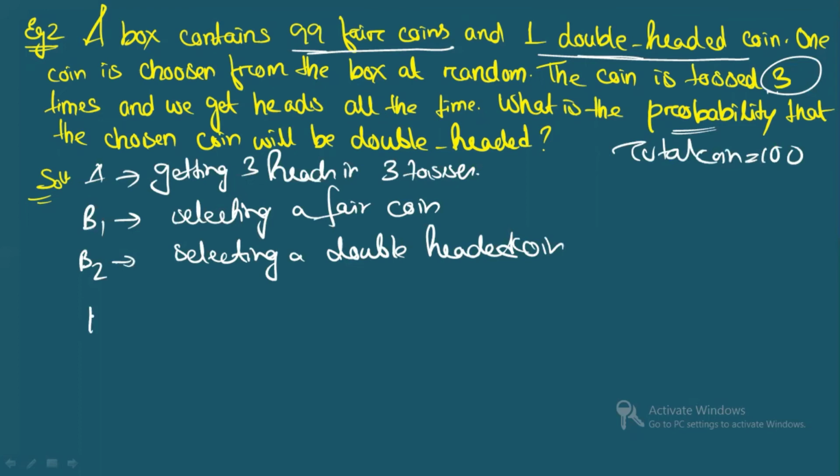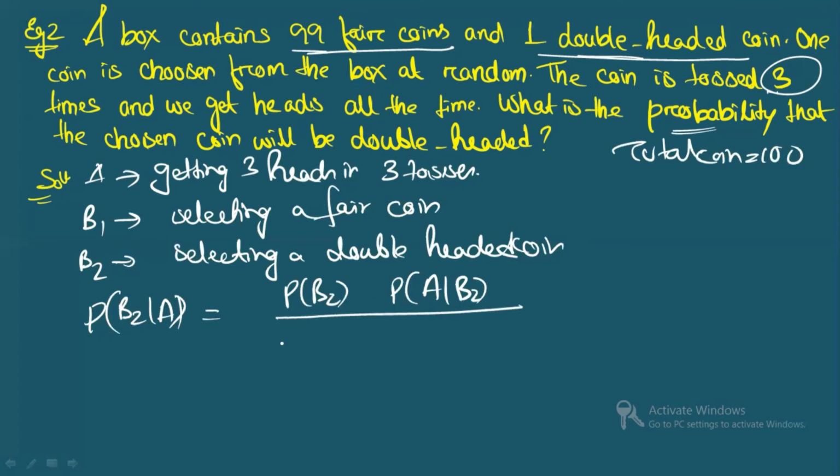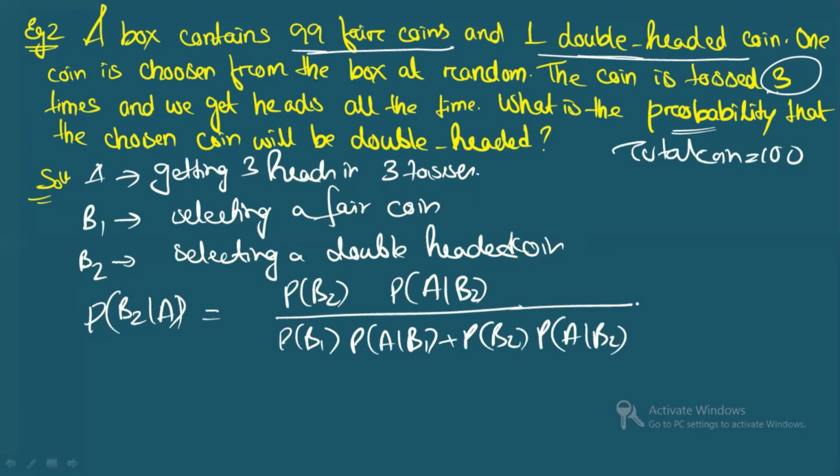So first we will write the formula. Here we are asked to calculate the probability of getting a double-headed coin, so it's the probability of B2 such that A has already occurred. Here it is the probability of B2 times the probability of A given B2, that is, the probability of A given that B2 has already occurred, divided by the probability of getting A. This is the probability of B1 times the probability of A given B1, plus the probability of B2 times the probability of A given B2. Clear?